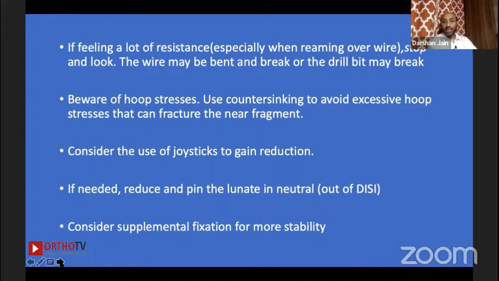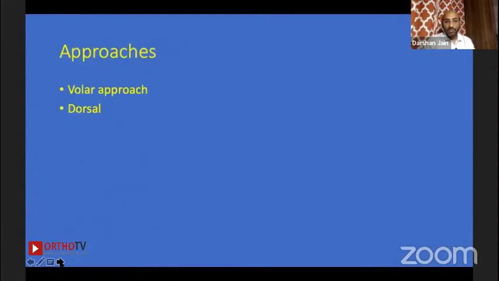I'll speak about that live in the video session. If needed, you can pin the lunate in a neutral position. This is a very interesting technique so that you prevent DISI and also aid in control of the proximal fragment. Consider supplemental fixation for more stability if you want.